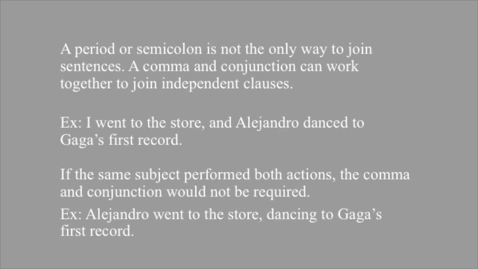A period or semicolon is not the only way to join sentences. A comma and conjunction can work together to join independent clauses. Here's an example. I went to the store and Alejandro danced to Gaga's first record. If the same subject performed both actions, a comma and conjunction would not be required. Here's an example. Alejandro went to the store, comma, dancing to Gaga's first record.